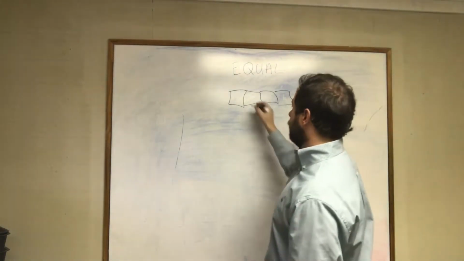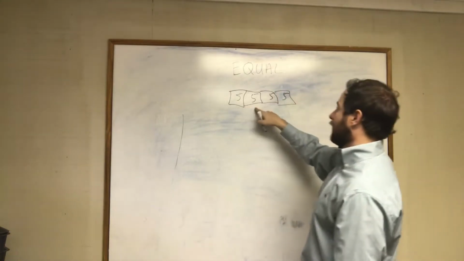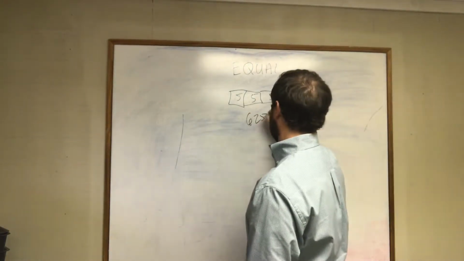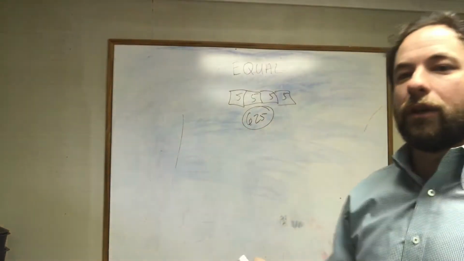So what you can do is there are 5 possibilities, but if you can repeat, it's 5 times 5 times 5 times 5. Then whenever you do that, you're going to get 625. This is the idea of permutations and possibilities.